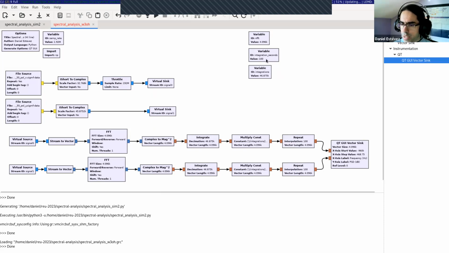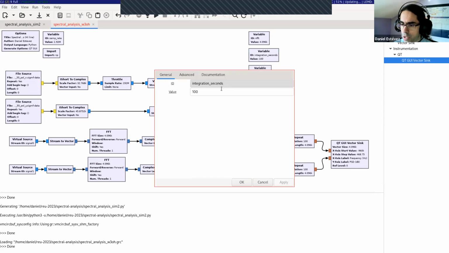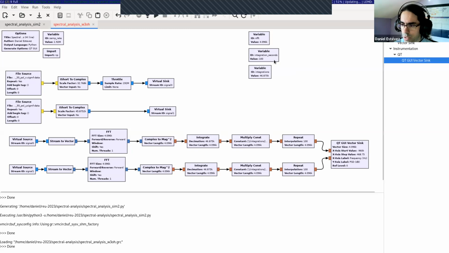And the reason is that the signal is weak. So with a single antenna, the W3OH signal is rather weak, and we need an integration time of 100 seconds or thereabouts to be able to see something reasonable.